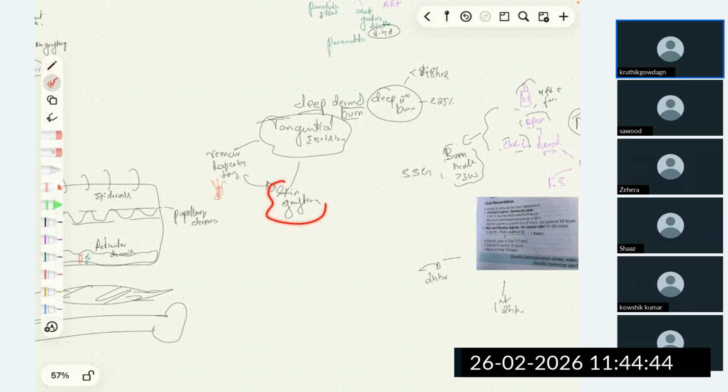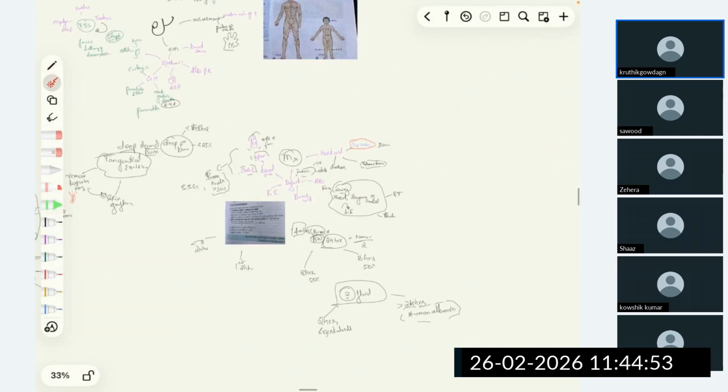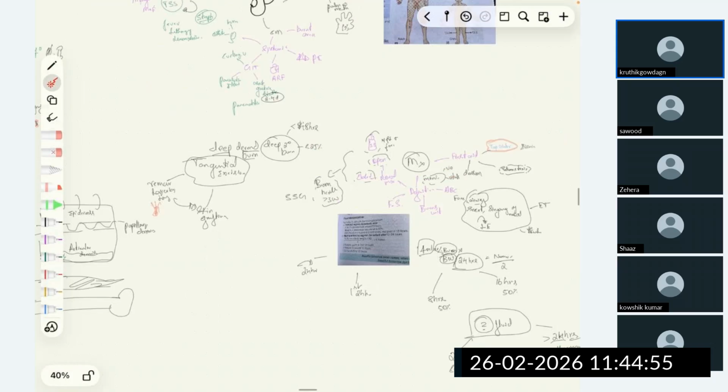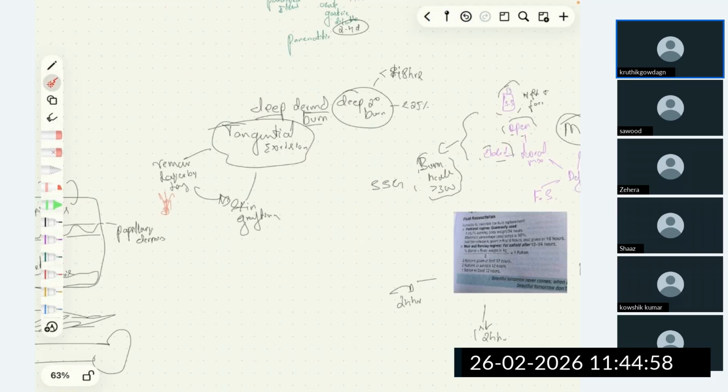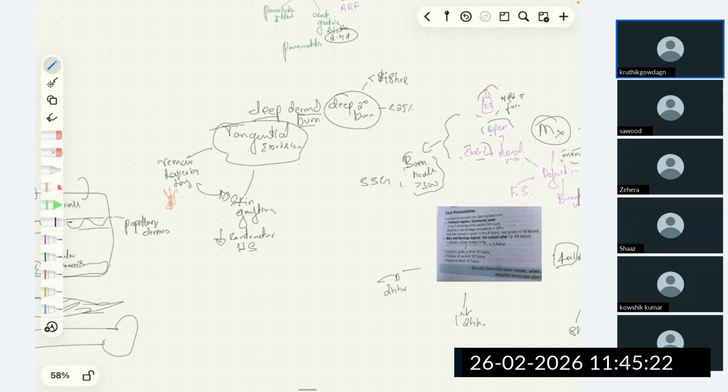What are the advantages of this? It reduces the chances of secondary infection, the most important point. Secondary infections, we already saw secondary infection, MODS and sepsis associated with it. It reduces that. It reduces the hospital stay, and the formation of hypertrophic scar and contracture is reduced. So this is about tangential excision.